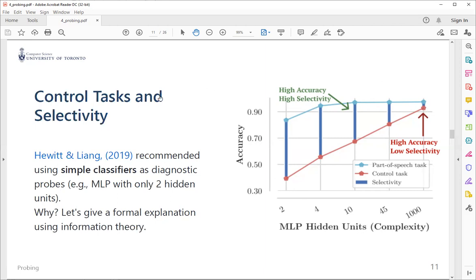So using more complicated probes does not make too much sense anymore, because although their accuracies are high, they basically don't tell us too much information about whether this representation is good. So instead, they propose to use as simple classifiers as possible if we are measuring the improvement of the accuracy. But everything in this paper was empirical and based on intuition, and we are going to give a formal explanation using information theory later.